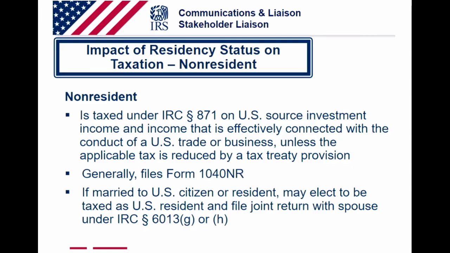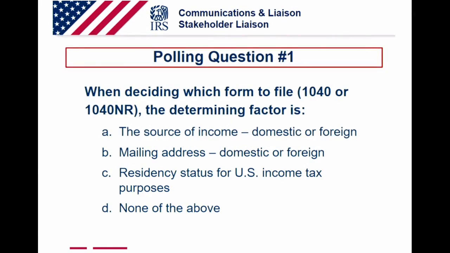A non-resident that is married to a U.S. citizen or resident may elect to be taxed as a U.S. resident and file a joint return with their spouse under IRC Section 6013(g) or (h). And we'll talk more about that later in this presentation. But before we move on, let's pause here for a polling question.